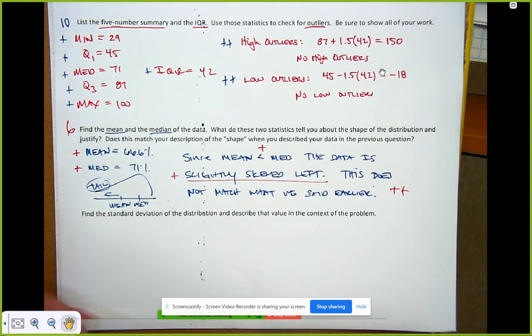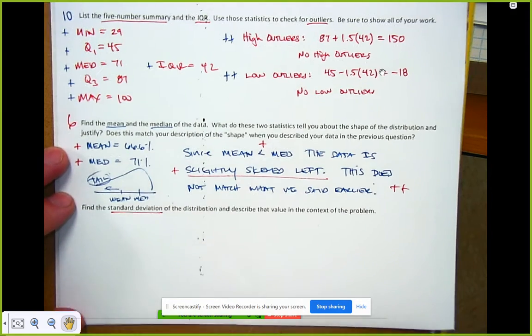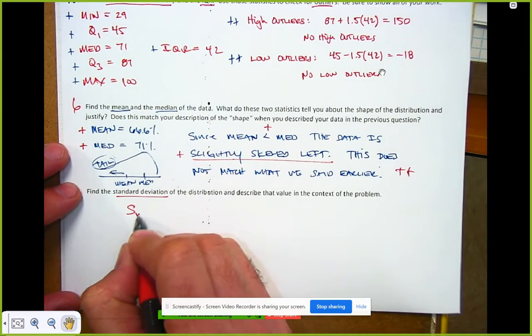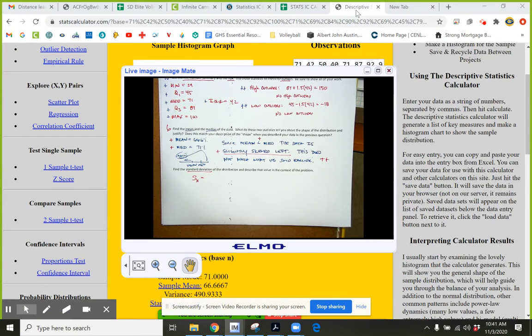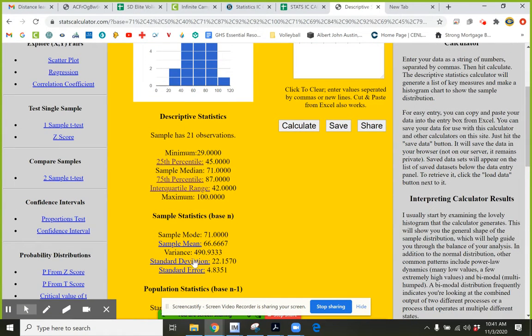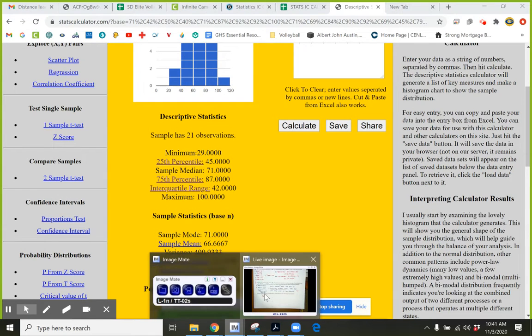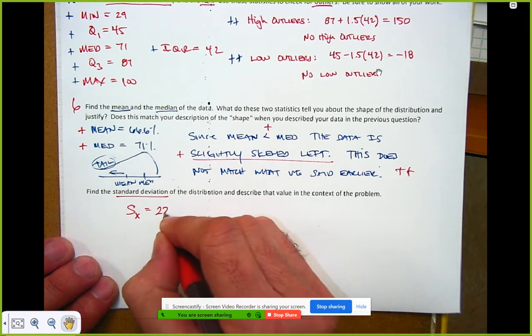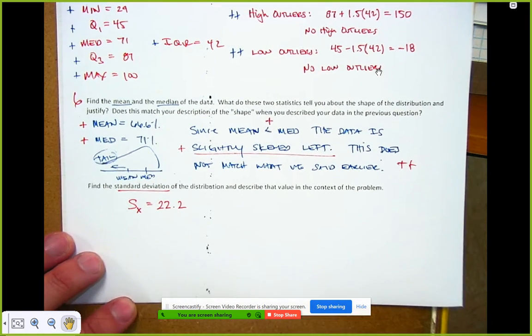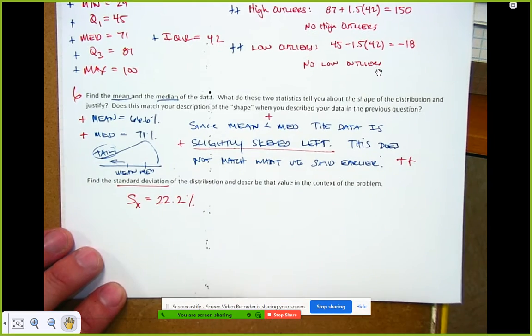All right. The last one was, what's the standard deviation? That was S of X. If you look on your data, you go right back here. Right here, standard deviation 22.2. If you just said 22, that's fine. You would say it's approximately 22.2. Okay, and all this data is percents.